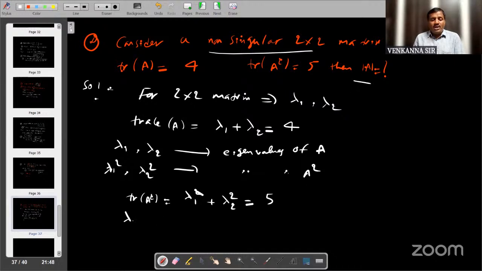So now you take lambda 1 plus lambda 2 whole square, which is equal to lambda 1 square plus lambda 2 square plus 2 times lambda 1 lambda 2.